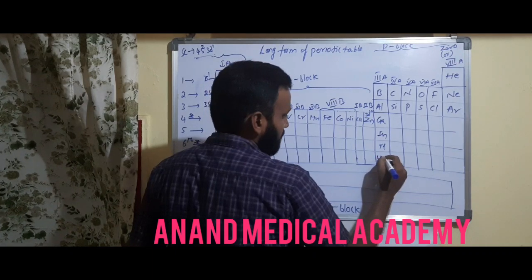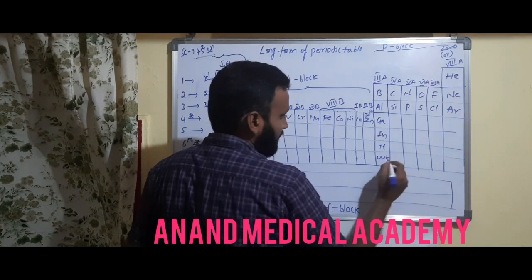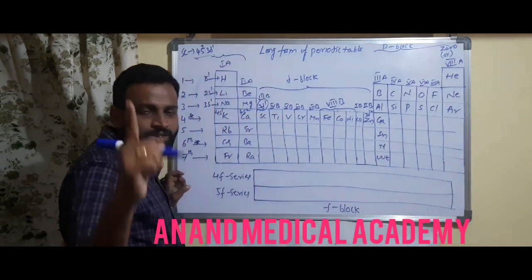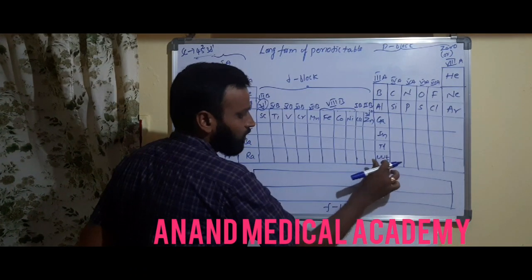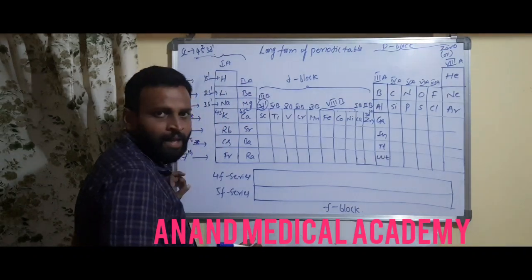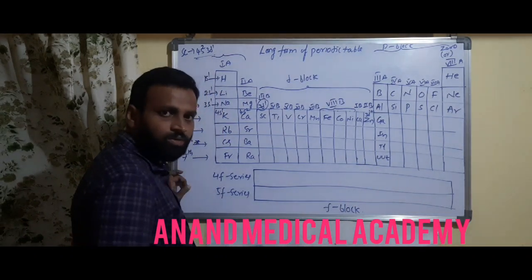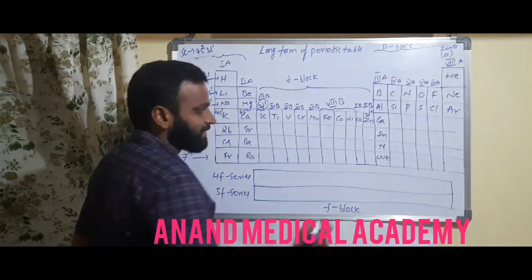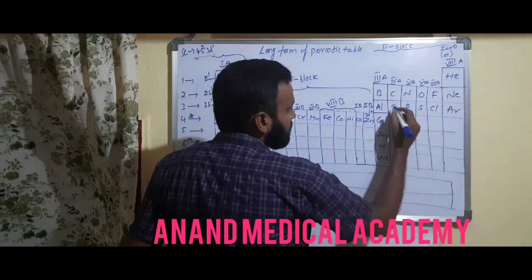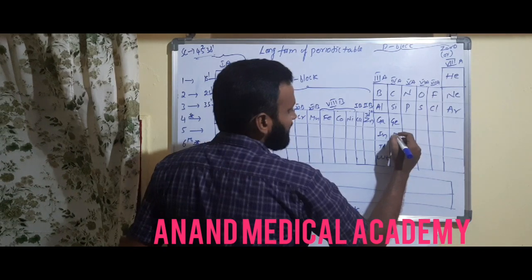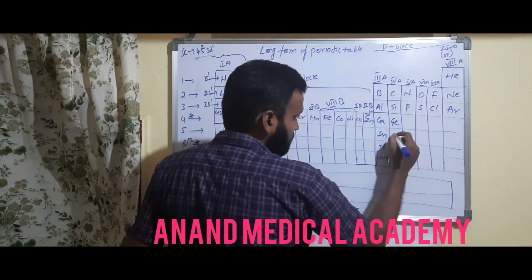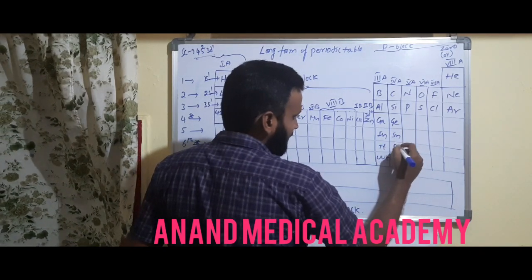And this is ununtrium. I will tell you this. Un means 1. Tri means 3. Trium means the 113 element will come here. Those element symbols were also given in 2019 itself. Next, this is carbon, silicon, germanium, tin and lead.